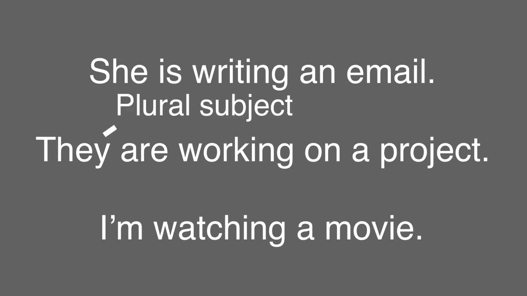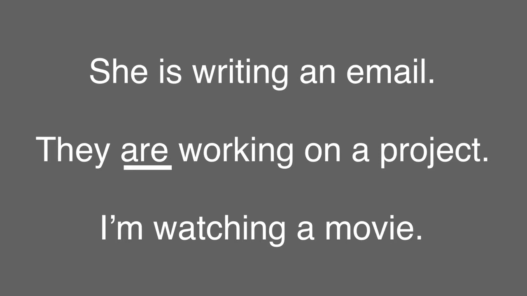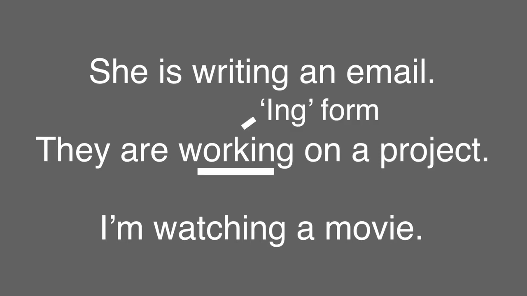The second sentence is, they are working on a project. With a plural subject they, the be verb or the helping verb are is used, followed by the main verb working, which is in the ing form.